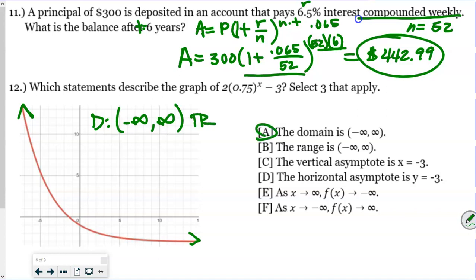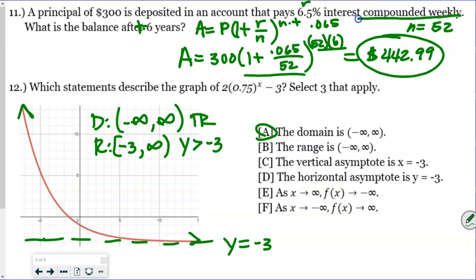Okay, let's talk about the range. Now this is an exponential, right? So we're going to have an asymptote down here. You guys see it? Let's see if I can draw it. See this asymptote down here, guys? That's going to be y equals -3, okay? So that means my range is going to go from -3 up to infinity, isn't it? It is. So we would also say that y is greater than -3, right?